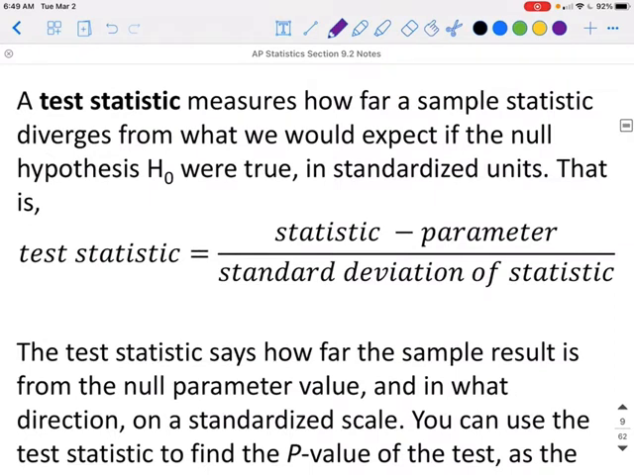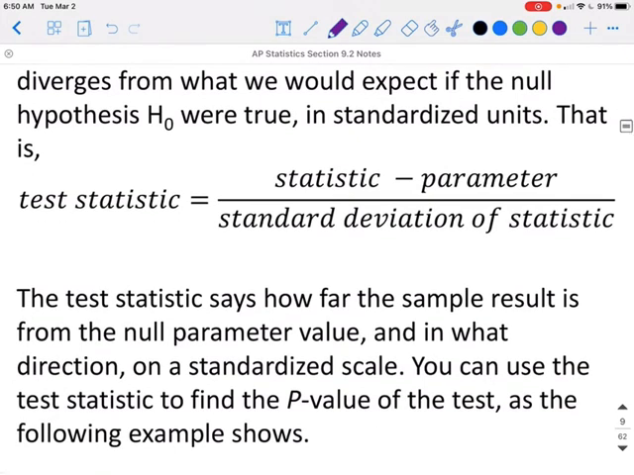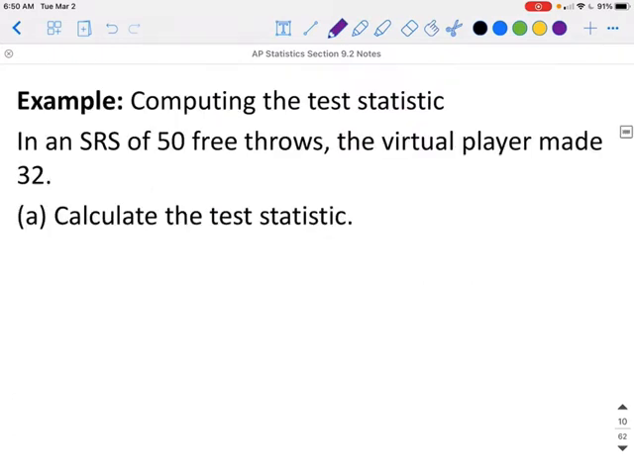A test statistic measures how far a sample statistic diverges from what we would expect if the null hypothesis was true, in standardized units. The test statistic says how far the sample result is from the null parameter value, and in what direction, on a standardized scale. You can use the test statistic to find the p-value of the test, as the following example shows.